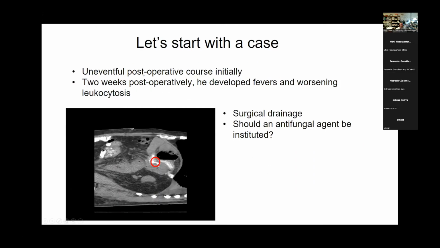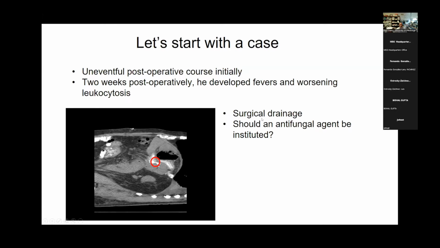Our patient initially did well postoperatively, but about 2 weeks after surgery, he developed fever and worsening leukocytosis. And here's the scan that was done at that time. He's lying on his back. You can see the white contrast dye. And within the red circle, this little bird's beak is where contrast is extravasating from his small intestine into the perihepatic region. So he's got a complicated peritonitis and an evolving perihepatic abscess.